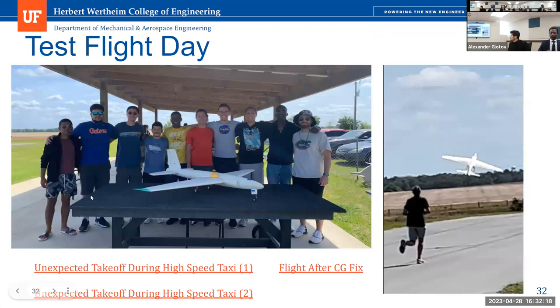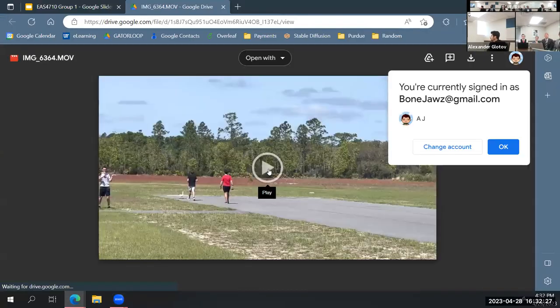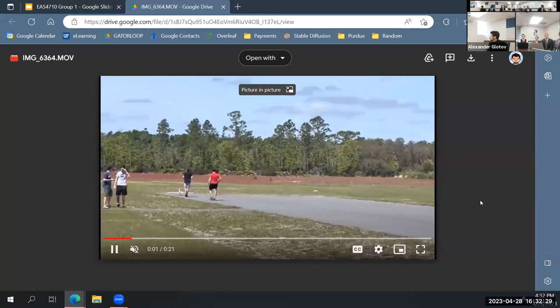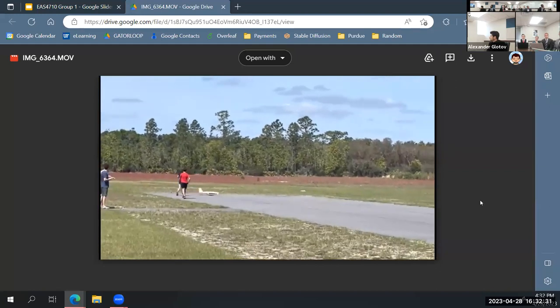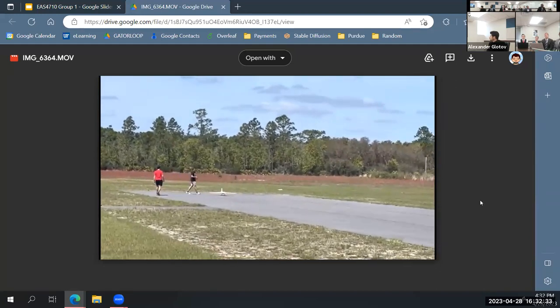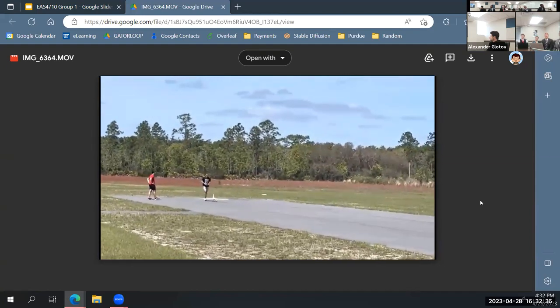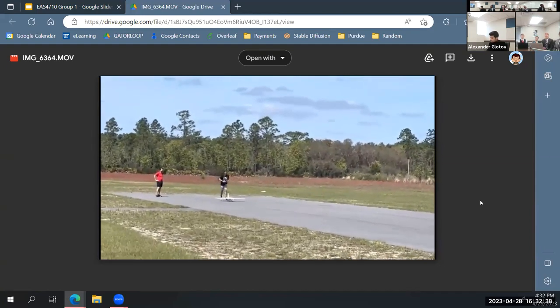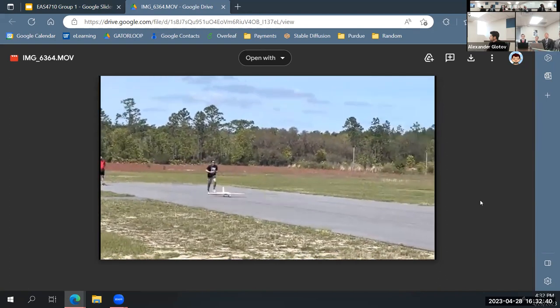All right, so having gone through all of the design and manufacture processes, this brings us to our test flight day. We can play this video. So as you can see in this video, I'm taxiing. The whole purpose of this was to perform a high-speed taxi run to get the feel of the aircraft before actually lifting off, so potentially bringing the nose off the ground a little bit and just leaving it on the runway.